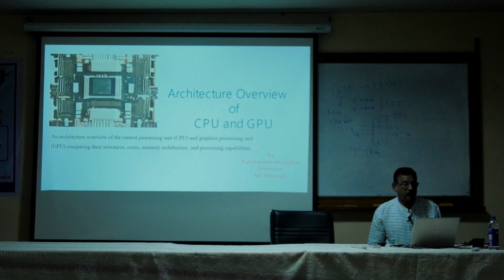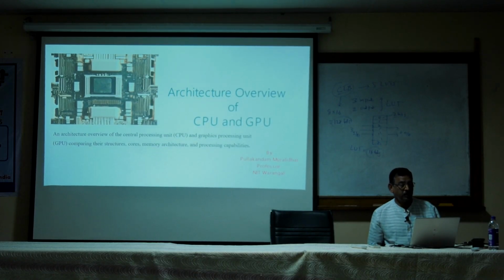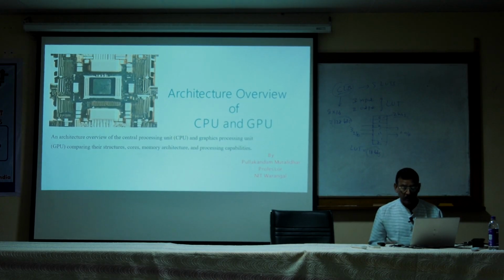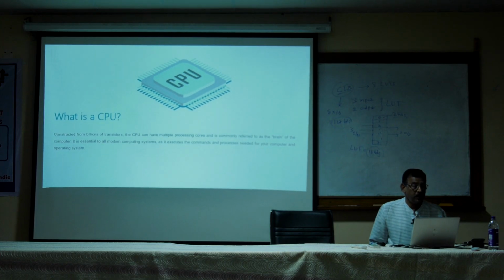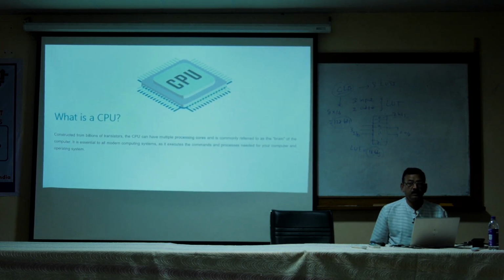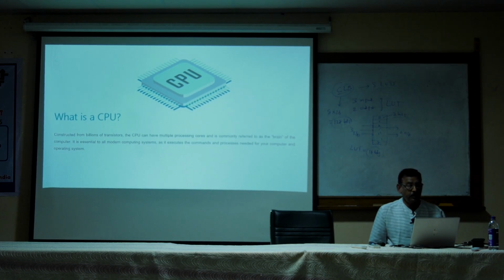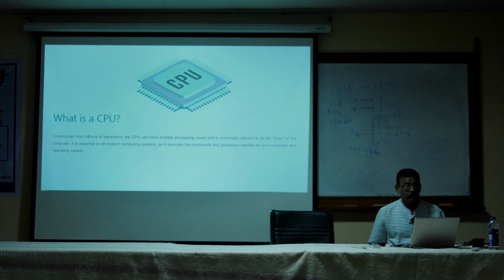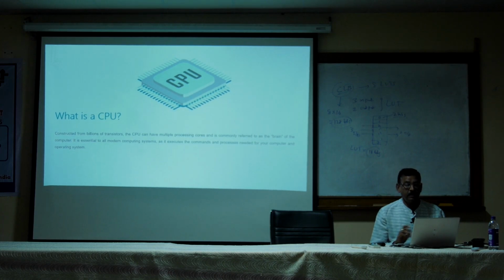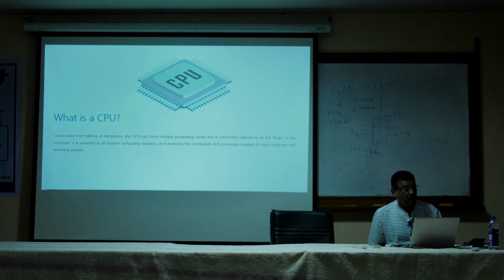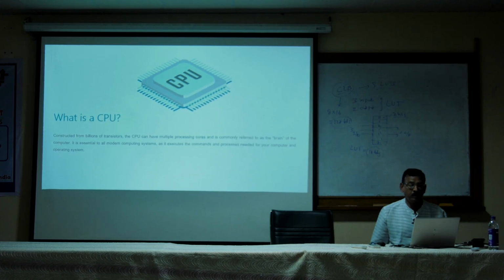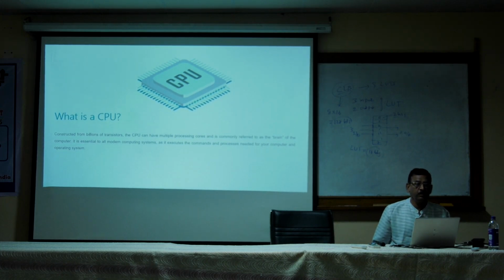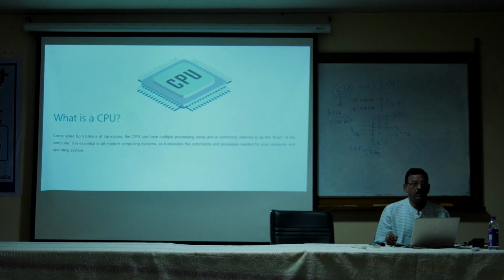We will see the architecture of the central processing unit and the graphics processing unit, comparing their structures, cores, memory architectures, and processing capabilities. The CPU is constructed from billions of transistors. The CPU can have multiple processing cores, and is commonly referred to as the brain of the computer. It is essential to all modern computing systems, as it executes the commands and processes needed for your computer and operating system. The CPU is the main component of a computing system.